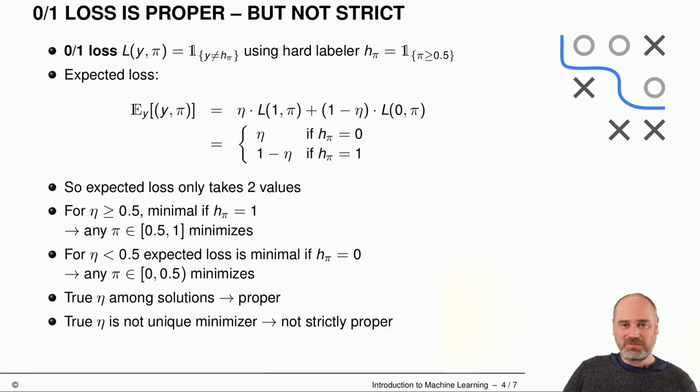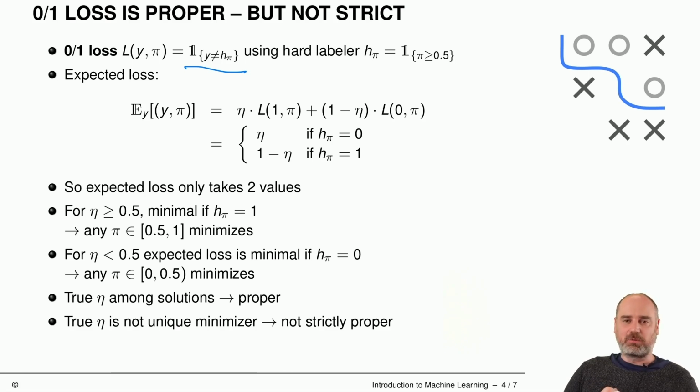Here's another loss function and another very similar analysis. We now use 0, 1 loss. We have seen this before, defined on hard labels. We have some hard labeler h, which outputs 0, 1 labels, and then we compare them to the true underlying label, the true y label. If it's different, it's going to be a loss of 1, and if it's the same, it's going to be 0.